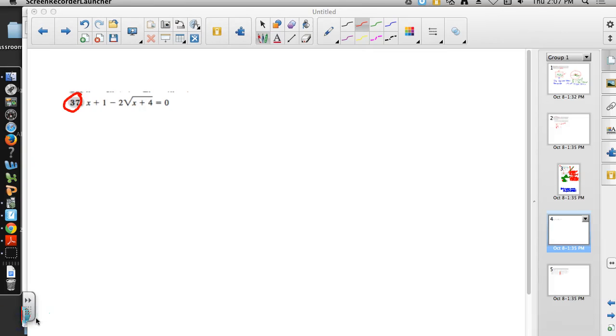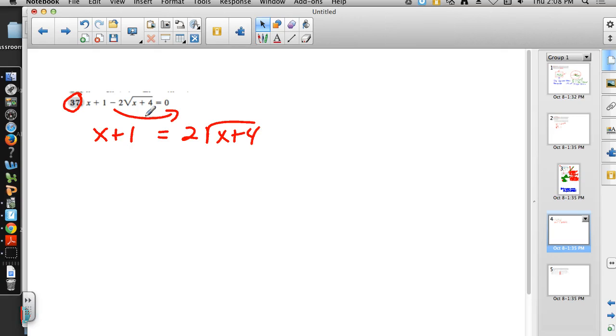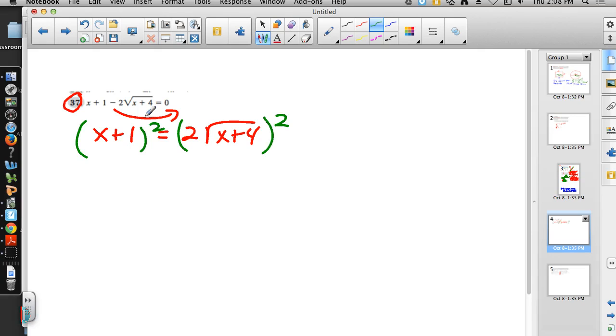So now in 37, the directions for this problem are to solve algebraically and confirm graphically. What we have to do to solve this algebraically is isolate the root. We need to move it to the other side, and to do that, you would add it to both sides of the equation. And now to get rid of the square root, we're going to square. Now when you do that, there is always the chance that you are going to have an extraneous solution.